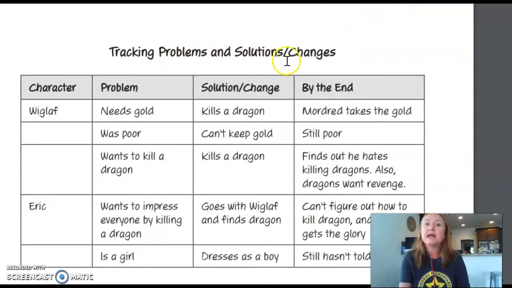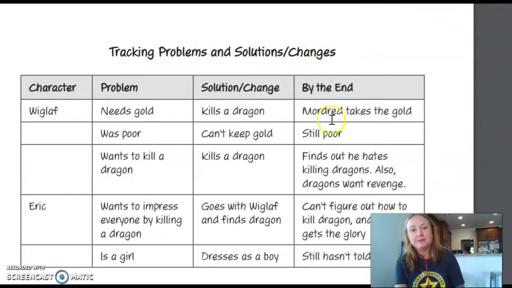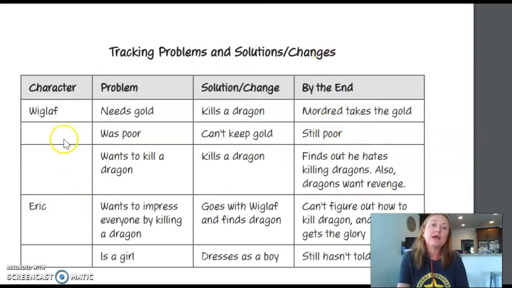Tracking problems and solutions or changes. So here are two characters, Wiglaf and Eric. So Wiglaf, here are his problems. He needs gold. He was poor. He wants to kill a dragon. Okay, those are his problems.